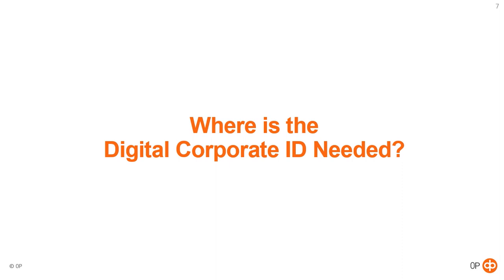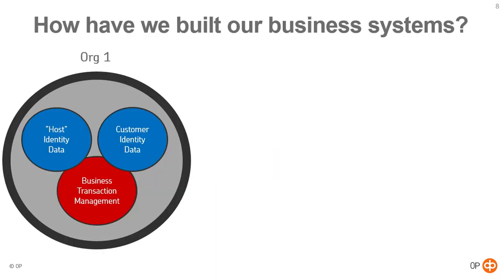digital corporate identity? This is how we create business systems today. This is a prototype of a simple silo. Let's say the invoice processing system of a buyer. So we have the user table of the system. We have the customer data and the customer table of the system. These are kind of identity data inside our silo: identity of us and identity of our customers. And then we have, let's say, the invoice table in there. So this is how we make systems today.